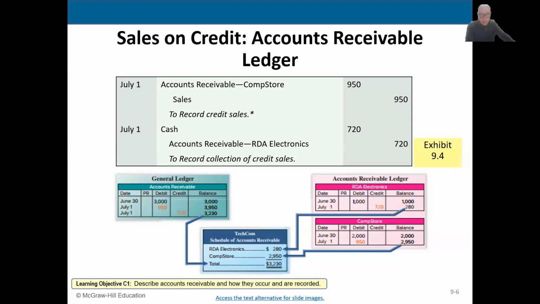And I can further break down in the subsidiary ledgers, which is the ledger for each customer, what their total balance is. So here we have, for example, RDA Electronics. We had prior sales of $1,000 on June 30. On July 1, they paid 720. That reduces their total balance down to 280, is what they owe us remaining. For Comp Store, they had a prior balance of 2,000. They purchased another $950 from us on account. That increased their balance to 2,950. Now, of course, later on, when they go to pay us, we're going to reduce their balance, you see. And this just kind of shows you how those subsidiary ledgers work.